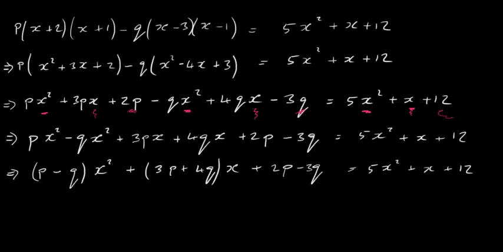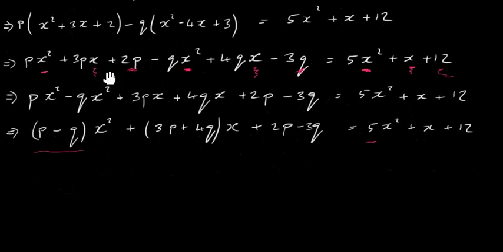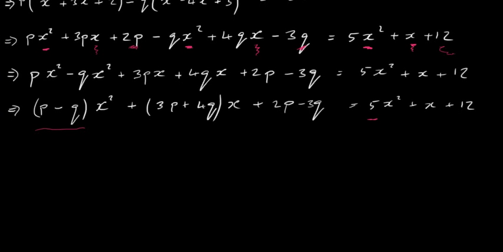Now if you look at the left and right hand sides, on the left hand side I've got some number times x squared, and here I've got some number times x squared. So in other words, I can now say that p minus q must be equal to that 5. Also, I have something here times x, and something here times the x as well. Here I've actually got 1 times x. So what I can write down now is 3p plus 4q is equal to 1.